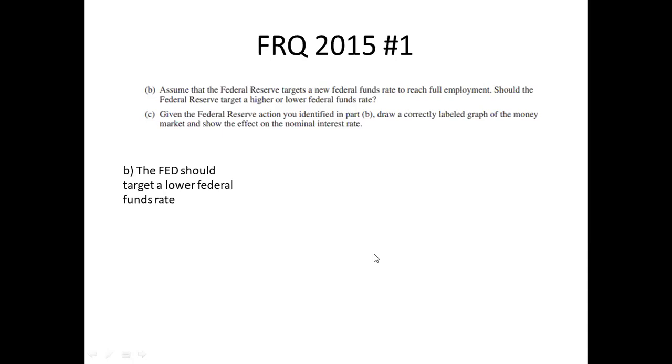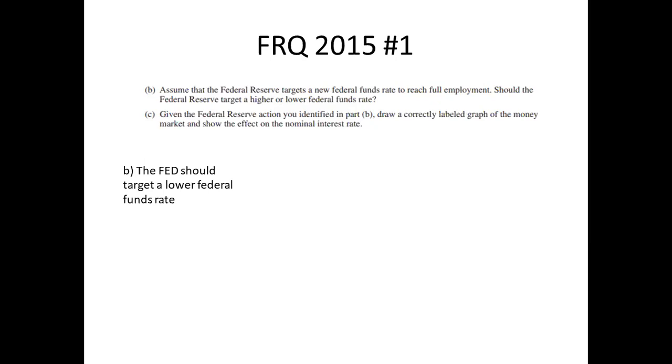So the Fed's going to target a lower federal funds rate. Why? If you remember, the federal funds rate is what banks charge each other for interest. It's called the federal funds rate because the Fed tries to manipulate the economy to change it, but it's actually what banks charge each other. If banks charge each other lower interest rates to borrow money, that means they're more willing to loan out more money, which is expansionary monetary policy. So that's going to help us grow our economy.